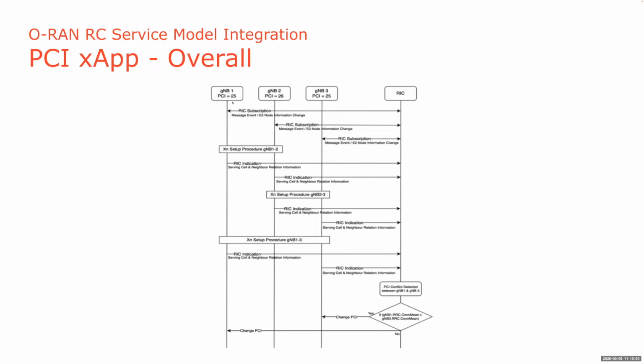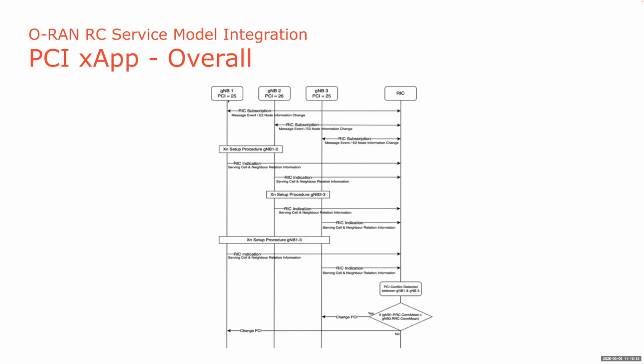So the first thing is, gNode B1, gNode B2, and gNode B3 send a subscription message, and after some packet message exchanges, they have E2 subscription channels to the RIC. And then after that, let's assume that between gNode B1 and gNode B2, an access setup procedure happens. Once it happened, that means that gNode B1 and gNode B2 are now neighbors, right?